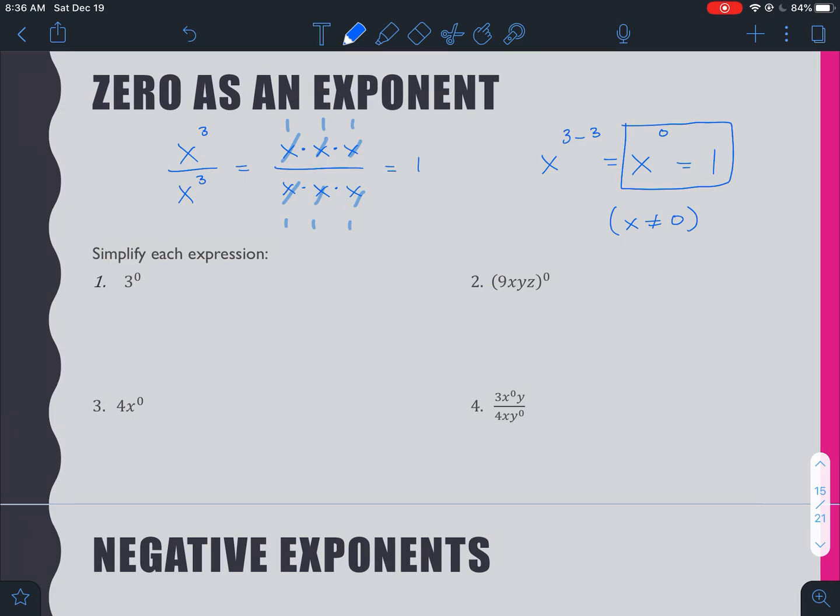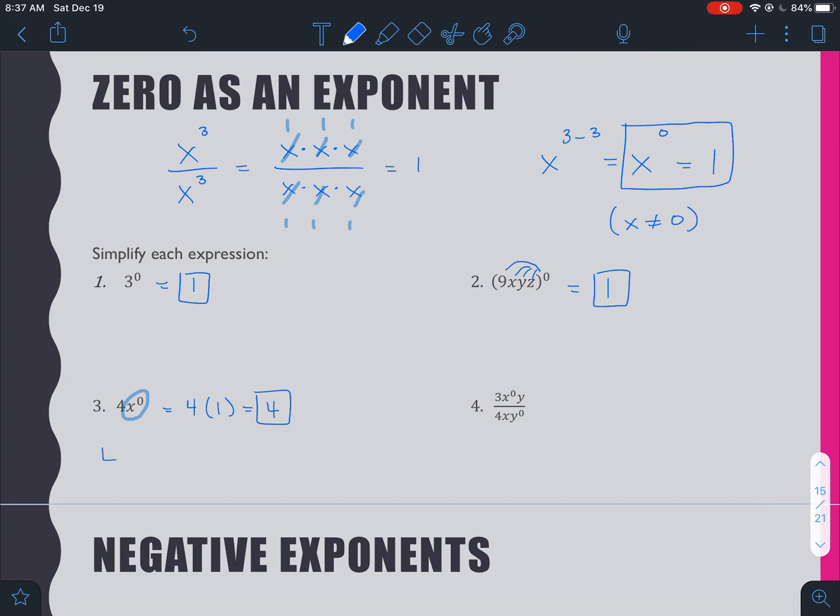All right, so simplify each of these expressions using that new knowledge. So anything to the 0th power, so if you have 0 as an exponent, the answer is going to be 1. So 3 to the 0th power is going to be 1. 9xyz to the 0th power, well, if every single term got the 0 power using the power rule, this would just be 1 because everybody would have 0 as an exponent. 4x to the 0th power, remember order of operations says do exponents first, so we're going to do x to the 0th power first, which is going to be 1. So this is going to be 4 times 1 which is going to be 4.